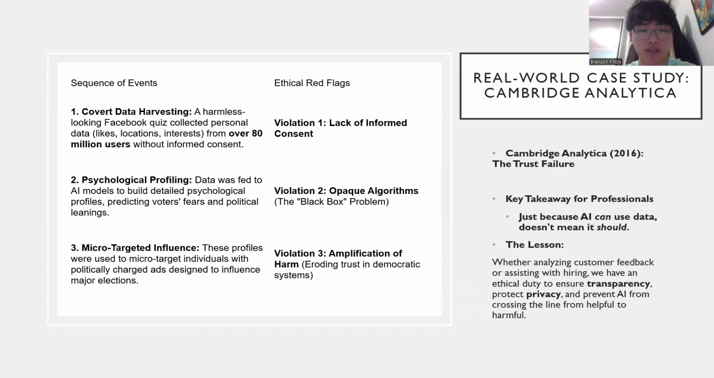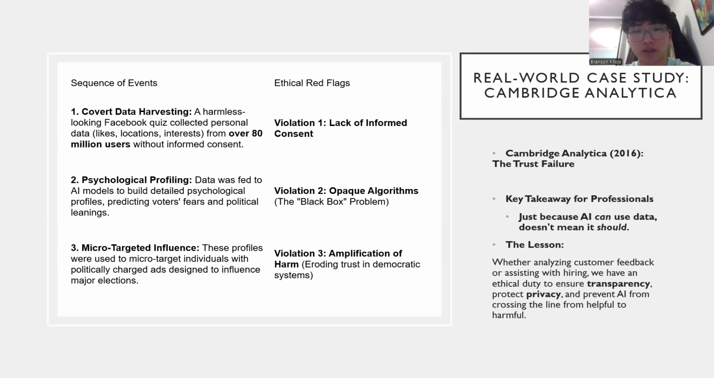So basically, back in 2016, there was a political consulting firm called Cambridge Analytica, which worked with data from Facebook to influence major elections, including the US presidential election and the Brexit campaign. So here's what happened. A researcher created a seemingly harmless Facebook personality quiz. When users took the quiz, the app didn't just collect their answers. It quietly gathered all kinds of personal information from their profiles, their likes, interests, location, and even data about their friends. In total, data from over 80 million people was harvested without their consent.